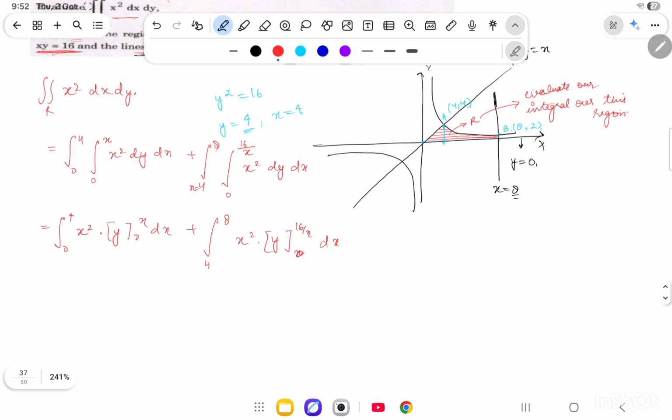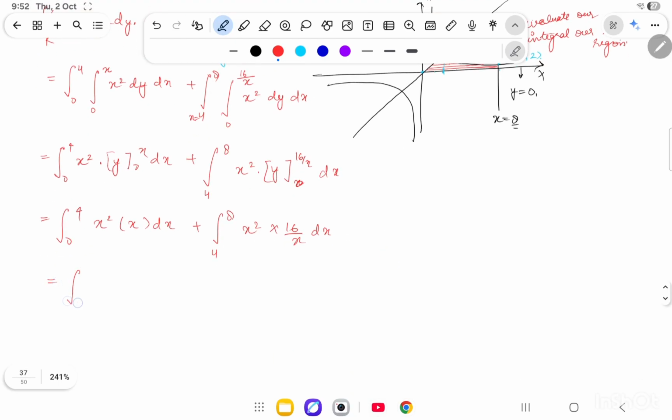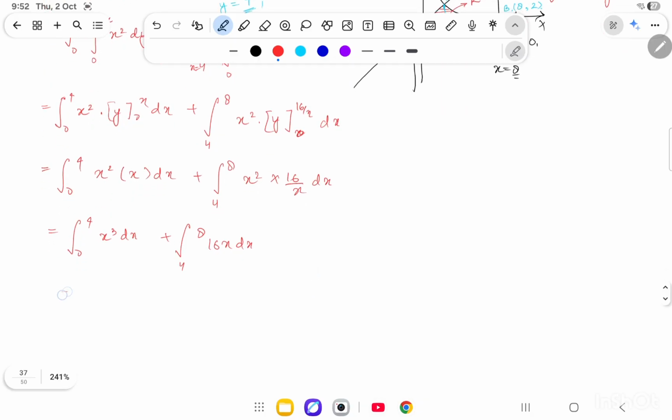Now let's just simplify it. So it is equal to the integration from 0 to 4 of x square into x dx, plus the integration from 4 to 8 of x square into 16 by x dx. So that simplifies to the integration from 0 to 4 of x cube dx, plus the integration from 4 to 8 of 16x dx. So this is equal to x raised to 4 by 4, with limits varying from 0 to 4, plus 16 into x square by 2, with limits varying from 4 to 8.